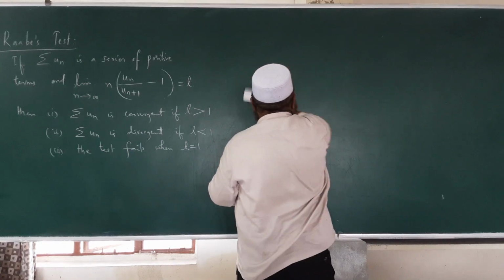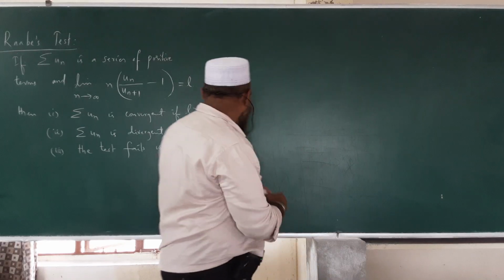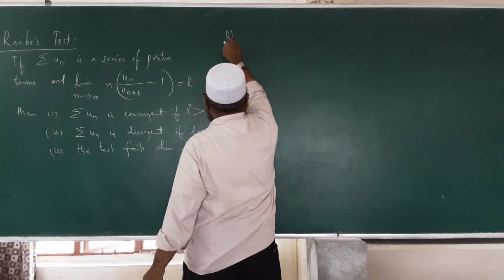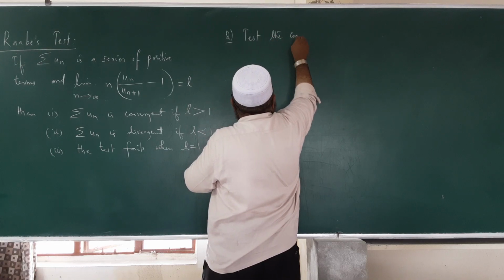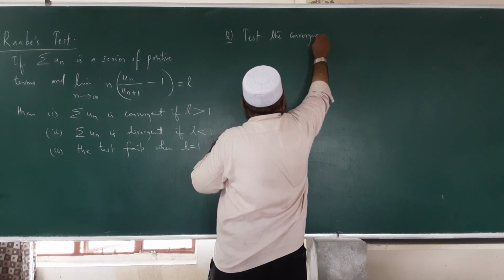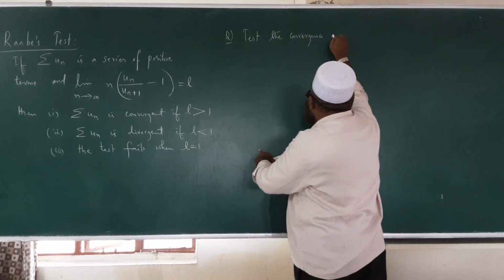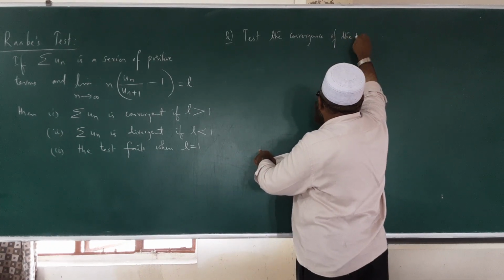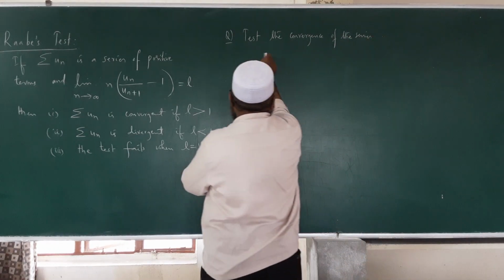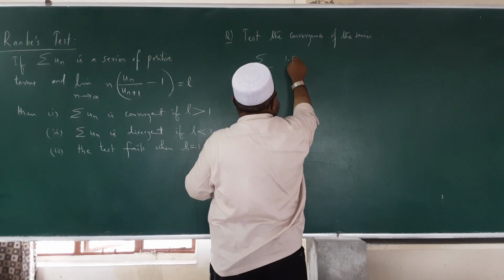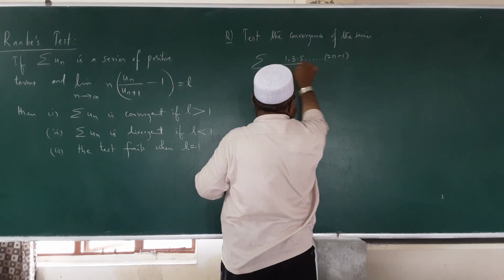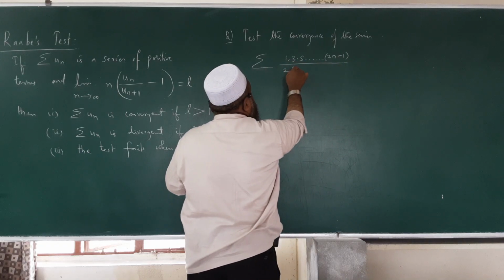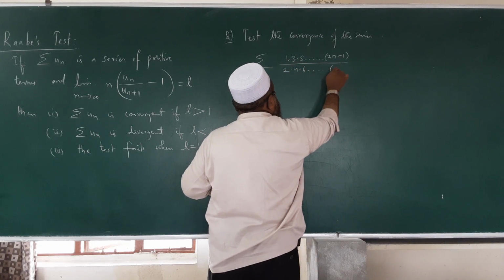Now let us do a problem. See here. Test the convergence of the series sigma of 1, 3, 5 and so on up to 2n minus 1, divided by 2, 4, 6, and so on up to 2n.